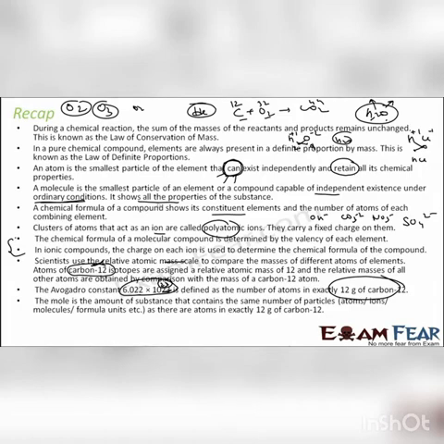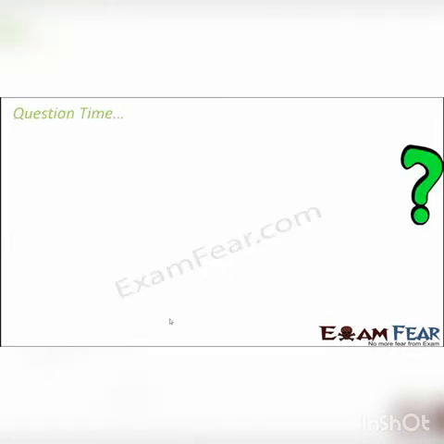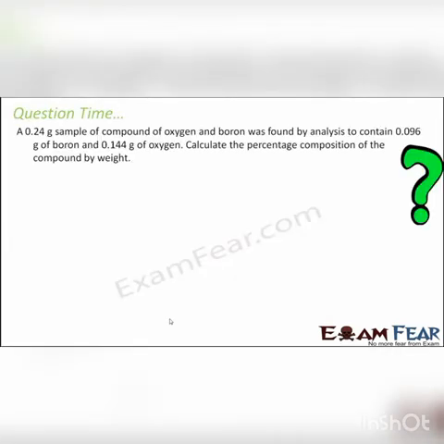So as I told, the mole is the amount of substance that contains the same number of particles, and the particles can be atoms, ions, molecules, etc. That is the number present in exactly 12 grams of C-12. Also we said the mass of 1 mole of a substance is nothing but its molar mass. Okay, let's take some numericals now.